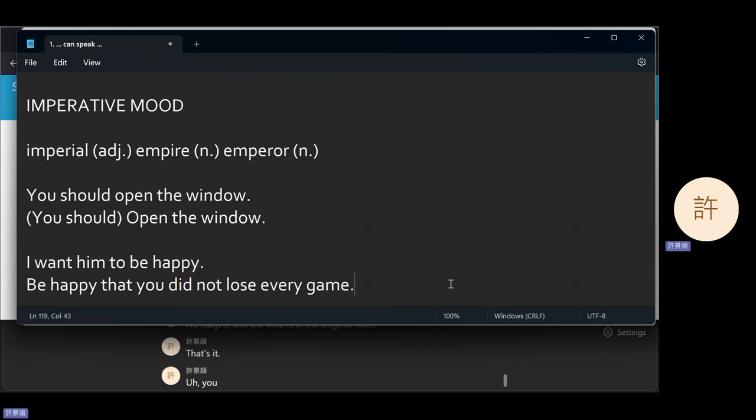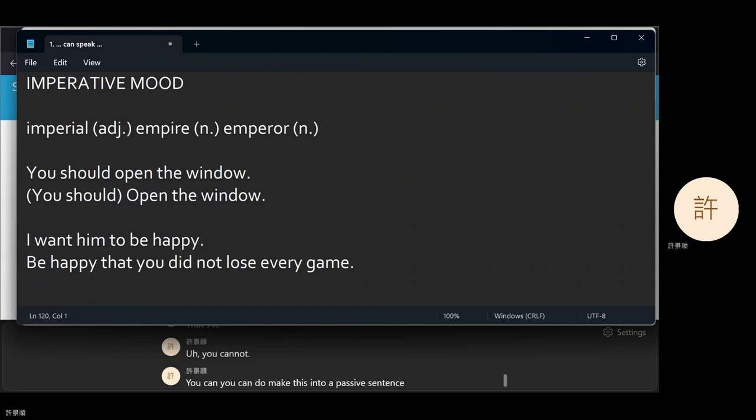You cannot make this into a passive sentence. Let's see. How should I do this? It would probably look something like be plus past participle and something else. I can't think of a sentence. Oh, okay. I have a sentence.